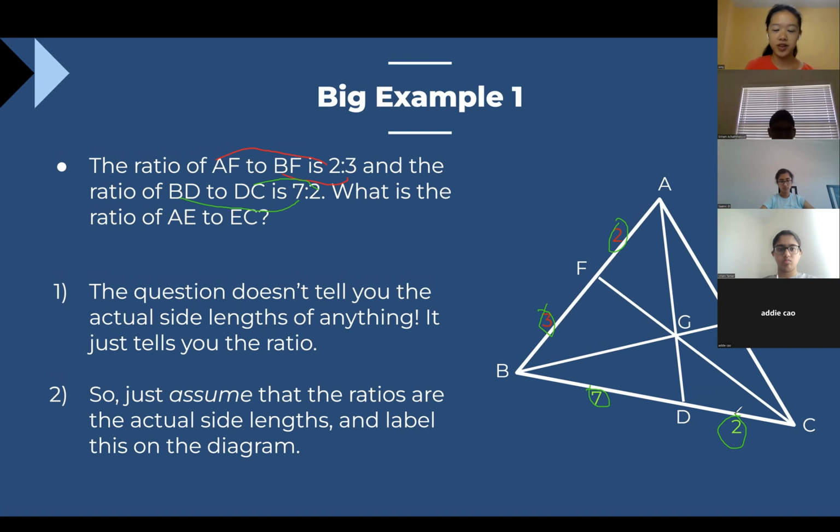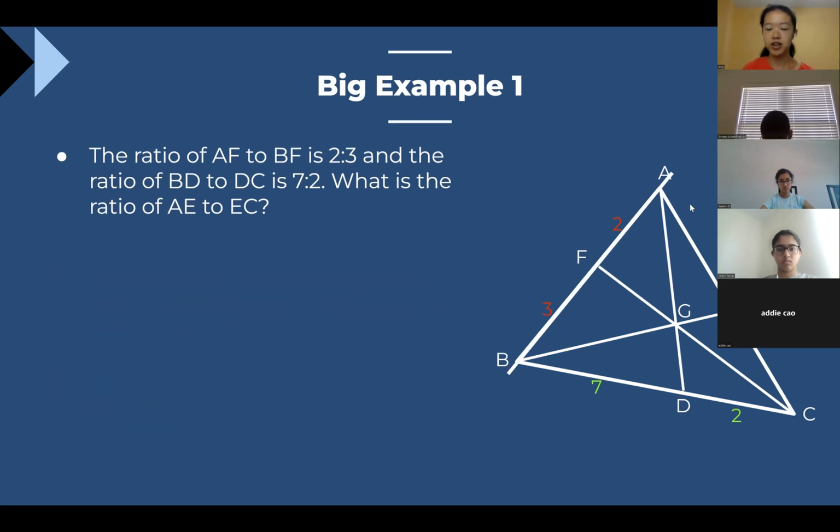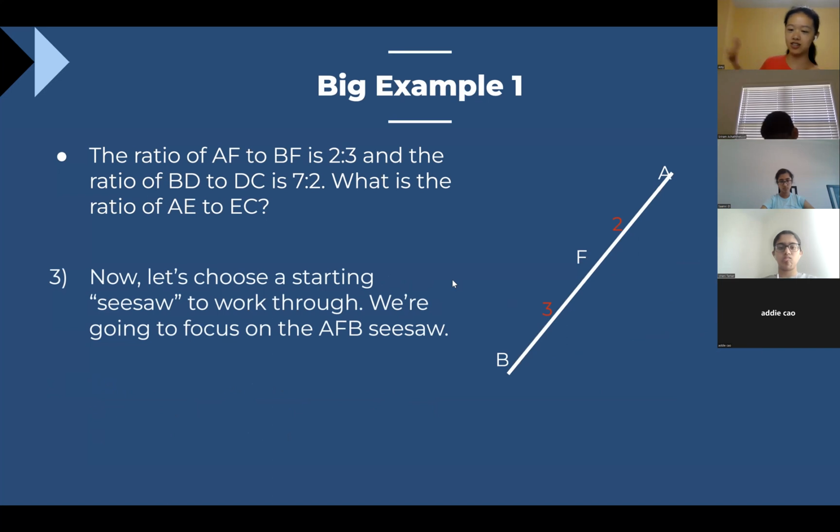So now we've basically written down all the things we know about this diagram so far. The next step in our problem was that we need to choose a starting seesaw and find the mass values around it. You can choose any starting seesaw, but for this problem, I'm just going to choose AB as our seesaw, and we're just going to ignore the rest of the diagram. That's just going to disappear for now. So now we have our starting seesaw.